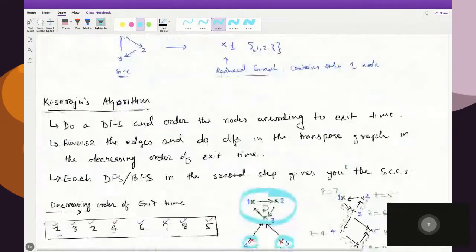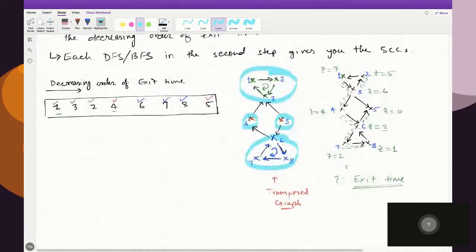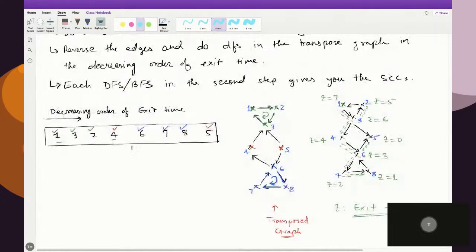So the Kosaraju algorithm worked in this particular case, but how can we say that this will always work? Is there any doubt in whatever we have done in this algorithm? Sachin Kumar is asking, sir, can you repeat the second part? In the second part, we are doing the DFS in this particular order, which is decreasing order of exit time.